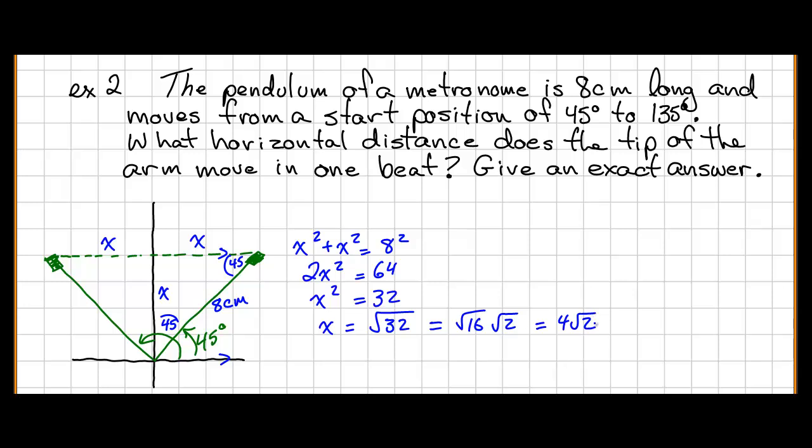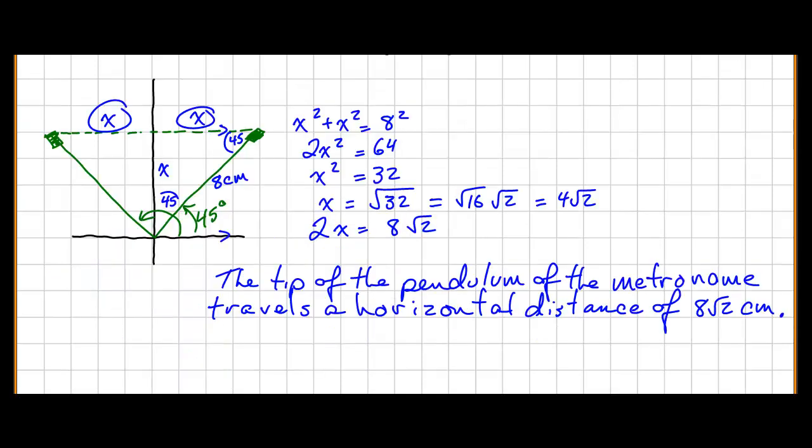Now, if x is 4 root 2, 2 x's must be equal to 8 root 2. So 2x equals 8 root 2. That means the horizontal distance that the tip travels is 8 root 2 centimeters.